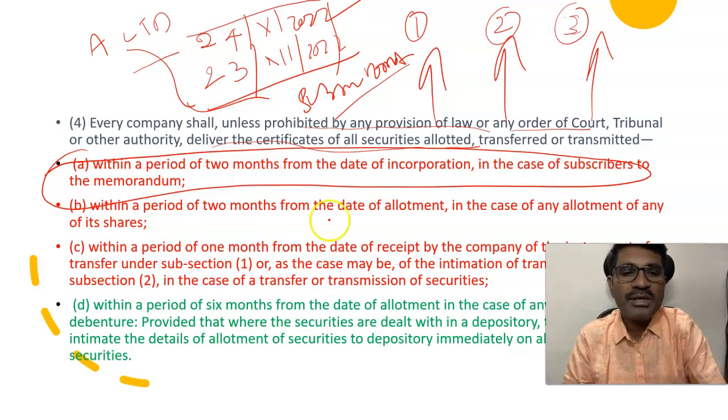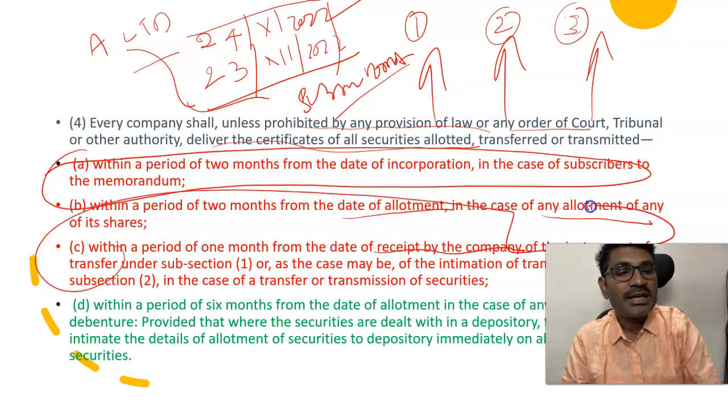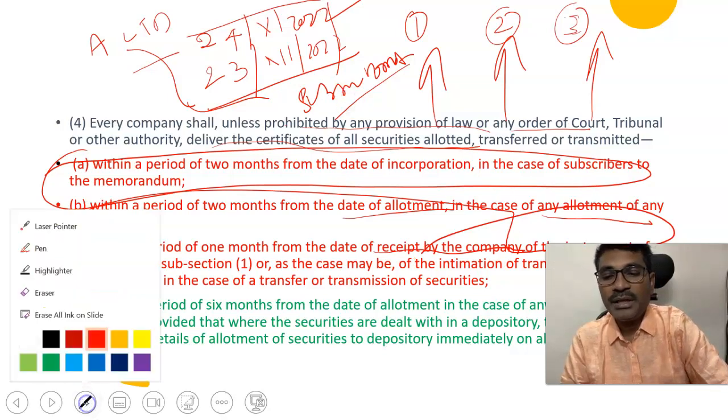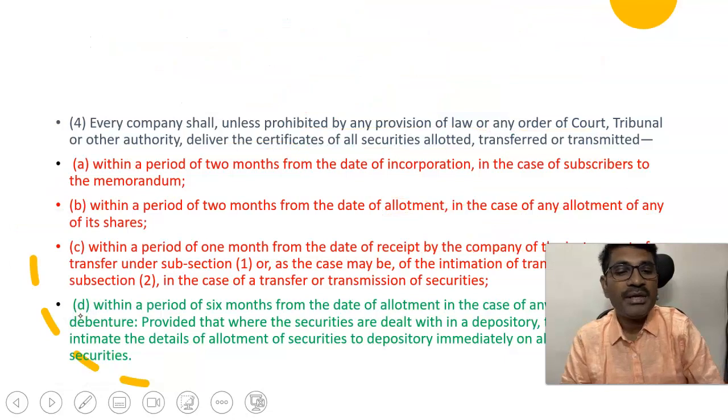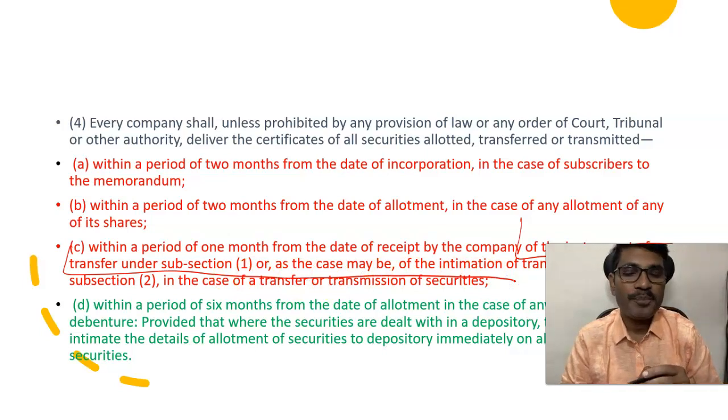Within a period of 2 months from the date of allotment, in the case of any allotment of any shares, within a period of 1 month, receipt of the company instrument of transfers. This is again comes a transfer of the shares, right? A transfer of the shares, what they want to meet. In the case of transfer, they are bringing with regard to the 1 month time. So as the case may be provided.